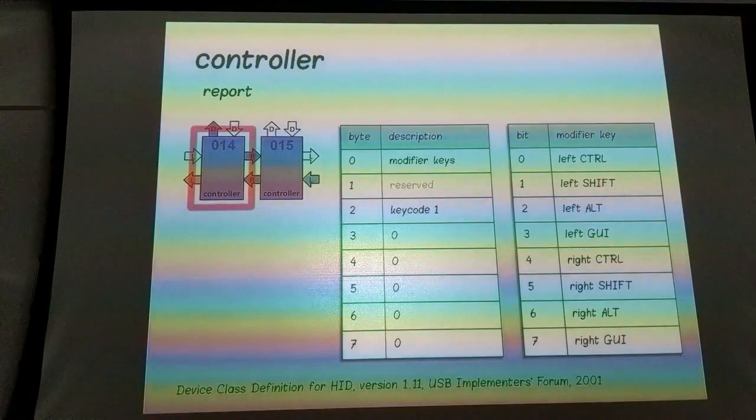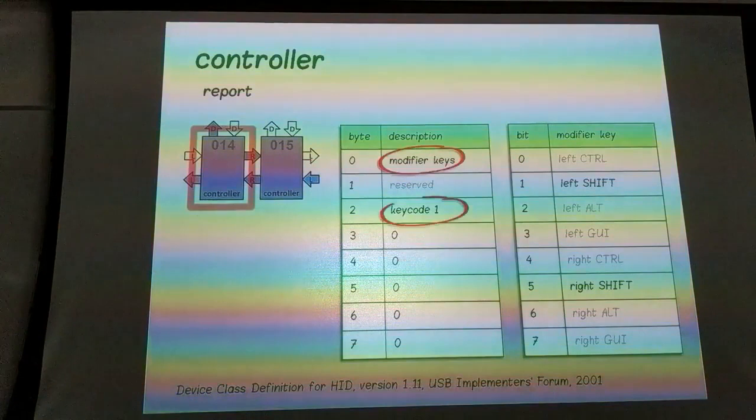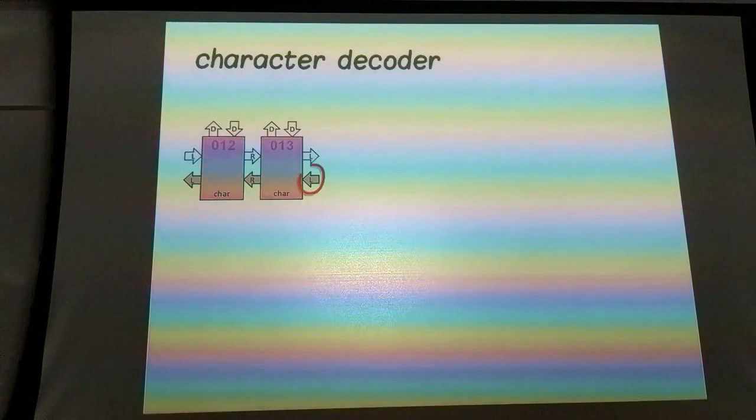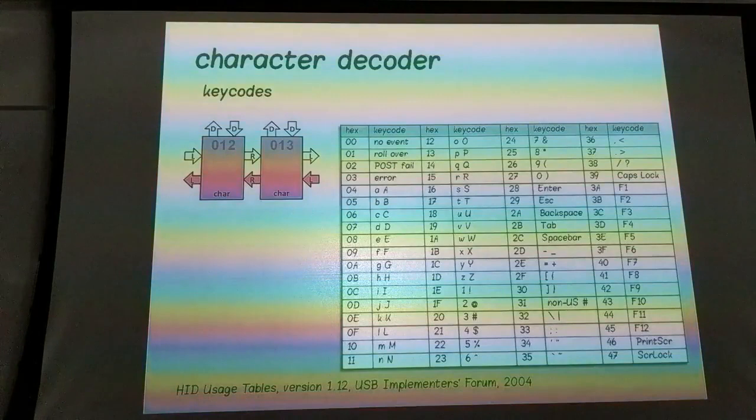Report is an 8-byte data structure shown here, where modifier keys are encoded as a bit array. Node 14 ignores all reports except for those with only one key code reported, so we ignore multiple keys pressed at the same time. We also process only shift modifier keys. Only those 2 bytes are sent out for character decoding. This takes place in character decoder module. The decoder occupies node 13 and 12. It receives key codes and sends them out converted according to chosen character set.